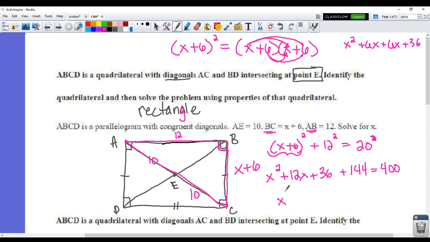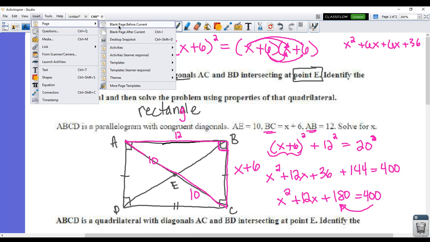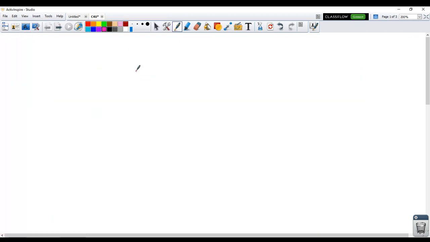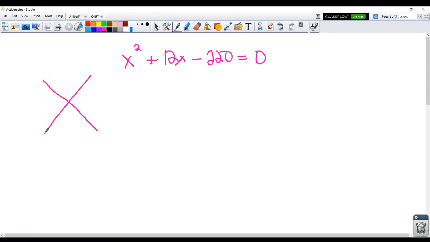So a little bit more simplifying gives me x squared plus 12x plus 180 equals 400. So I have a squared term, I have an x term, and I have a number term. So that means I'm going to make this into a quadratic by bringing the 400 onto this other side. So what I want to do there, I'm going to insert another page so that we can do some more work. Okay, so we can continue on with this. So it's x squared plus 12x minus 220 equals 0. Okay, so hopefully this is a factorable quadratic.